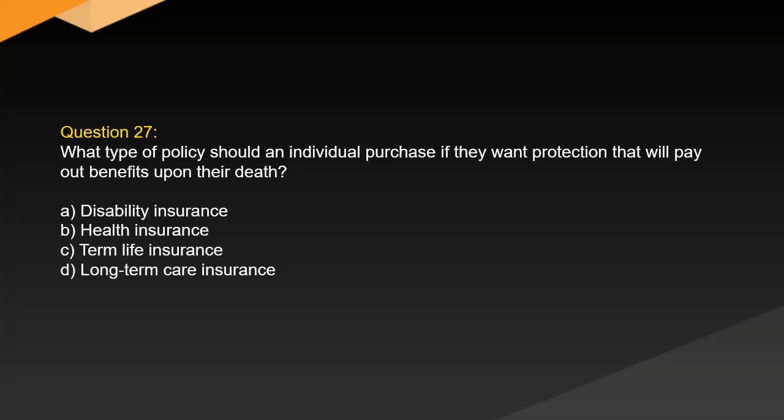Question 27. What type of policy should an individual purchase if they want protection that will pay out benefits upon their death? A, disability insurance. B, health insurance. C, term life insurance. D, long-term care insurance.